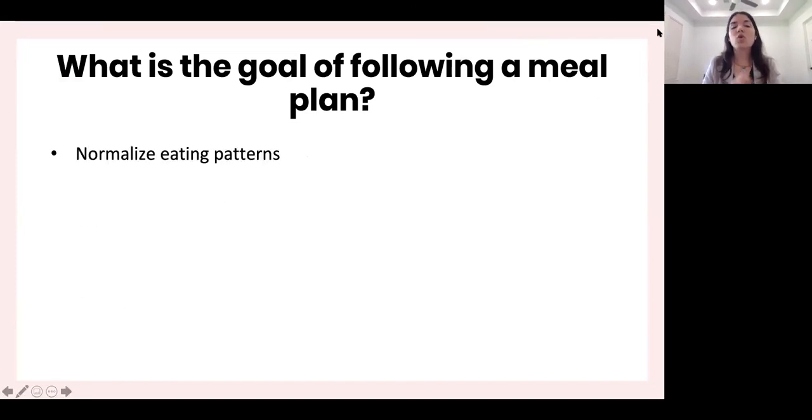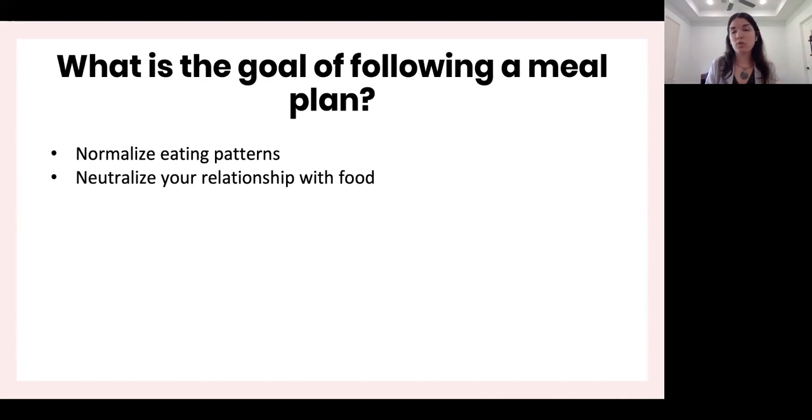We want to normalize eating patterns. What do I mean by that? Biologically, we are wired to eat throughout the day, and often our clients aren't doing that, so we want to help them normalize those eating patterns. Everyone's eating patterns can be different. We're all unique and different, and we have different needs. But overall, we all need to re-energize ourselves throughout the day. That's what a meal plan is aiming to do, to normalize those eating patterns.